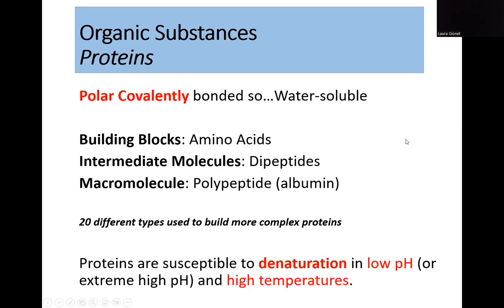Okay, that takes us to the protein family. Amino acids, and therefore all proteins, are polar covalently bonded. If our building blocks are polar covalently bonded, our intermediate and macromolecules will also be polar covalently bonded. All right, so they're polar covalently bonded, they're water soluble. The building blocks are amino acids. The intermediate molecular form is a dipeptide, and the macromolecules are called a polypeptide.